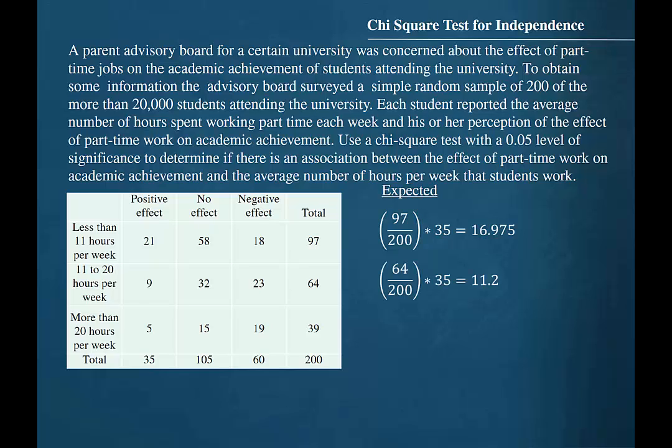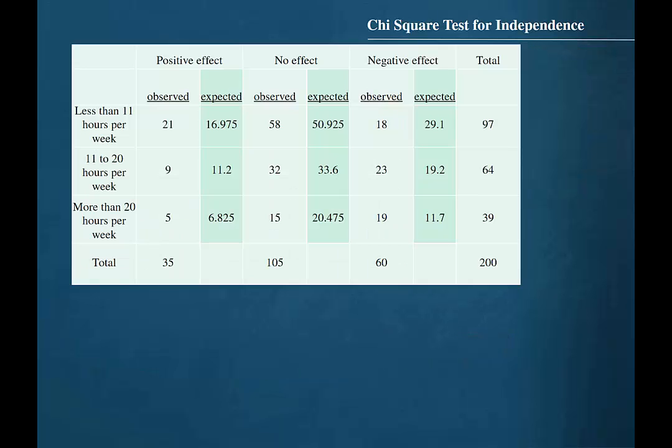Likewise, the expected value for row 2, column 1, will be 11.2. We will continue this process until we arrive at the cell that is positioned in row 3 and column 3. We find that expected value to be 11.7. Our contingency table now contains expected and observed values for each cell in the table. Step 3 is to calculate the test value.